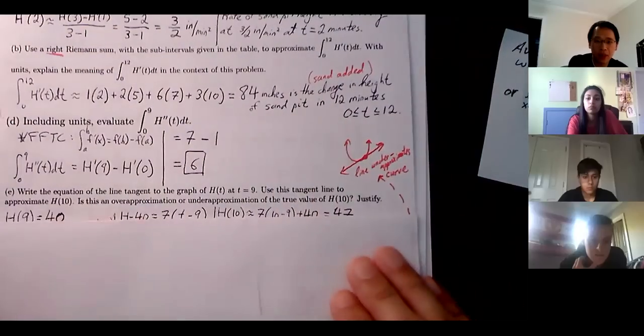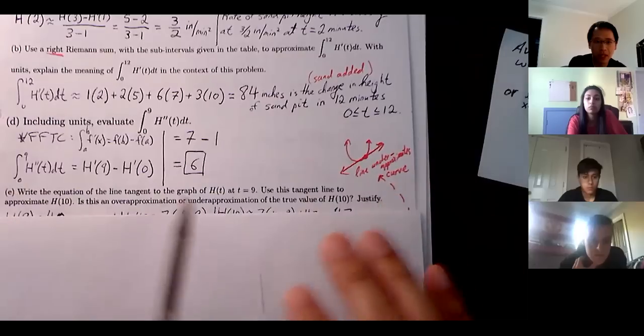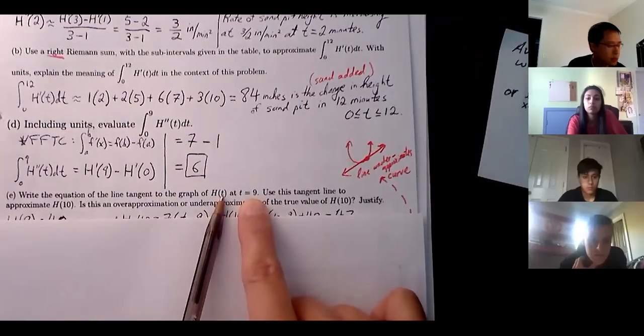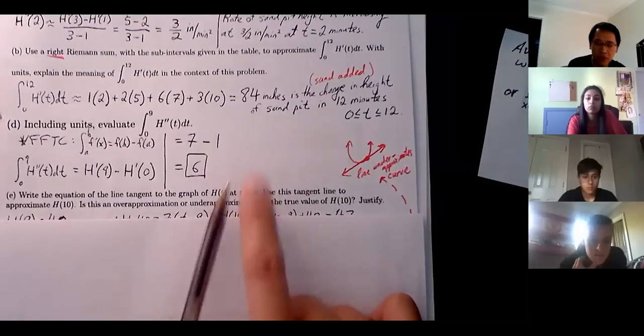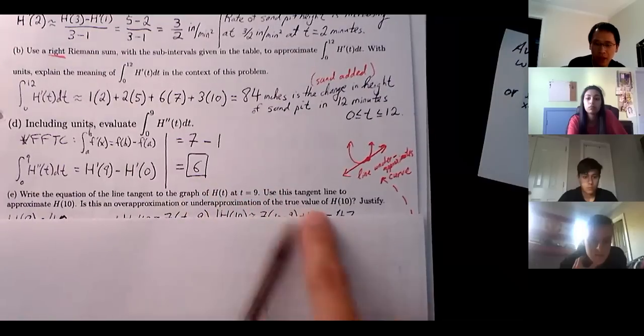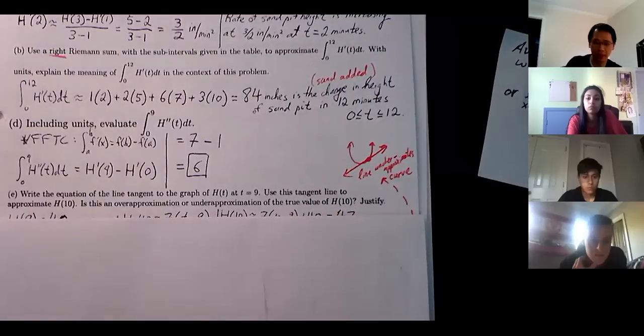This is another tangent line equation. I know we've seen this from the previous problem, but let's practice through this again. So write the equation of the line tangent to h of t at t equals 9. So we need to find an ordered pair. We need to find the slope. And then once we find our tangent line equation, then we can plug in this 10 to find that approximation.